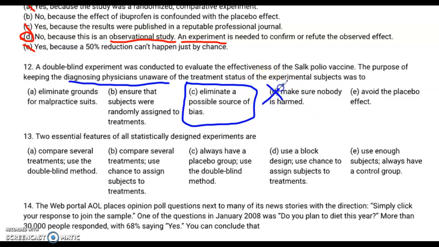To make sure nobody is harmed, that's not really the reason for blinding. We assume already that the treatment is not going to harm anybody, and we also assume that the non-treatment is not going to harm anybody. We're trying to avoid placebo effects, but that wouldn't be altered by the researcher not knowing. We want to make sure that the subjects are randomly assigned to treatments, but a double blind experiment is already going to have that, regardless of whether it's double blind or not, and this malpractice suits thing is just a throwaway answer.